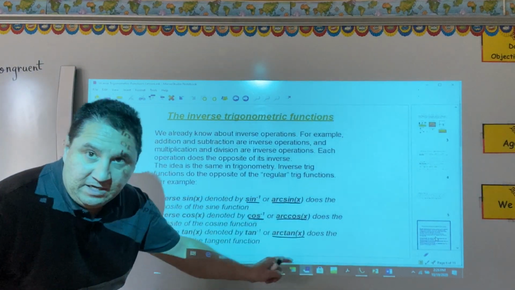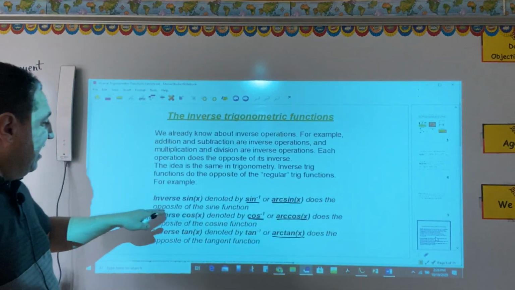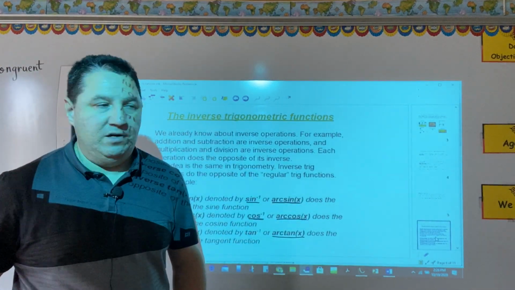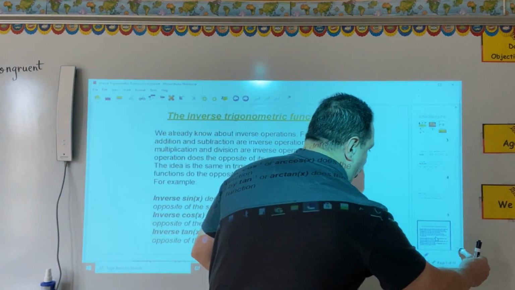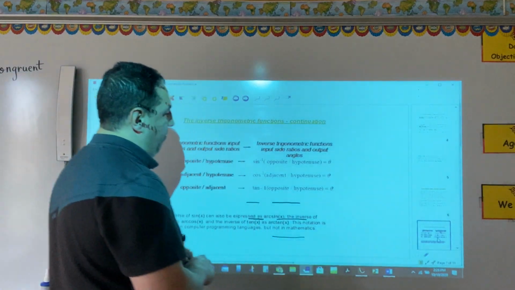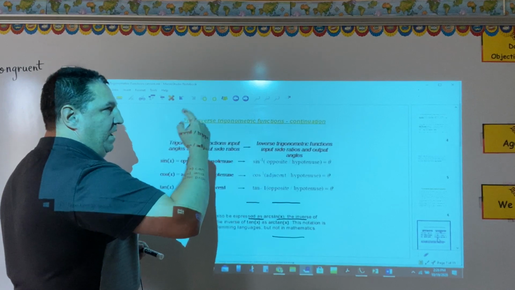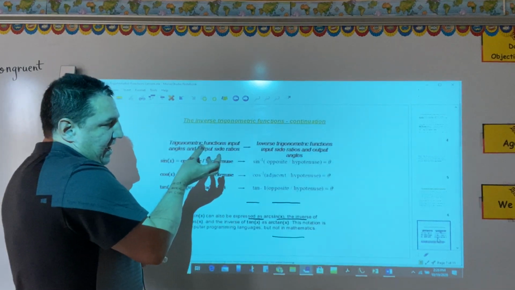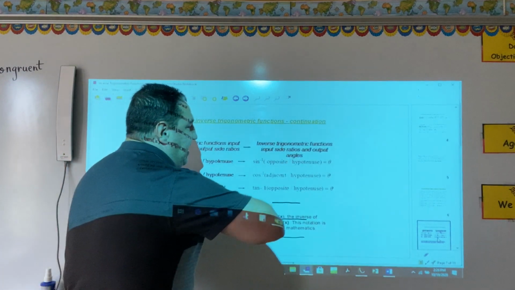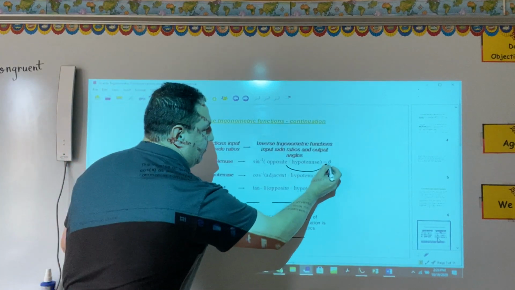Any of these inverse trigonometric ratios do the opposite of the original trigonometric ratios. An inverse of a trigonometric ratio takes the side ratio and gives you the angle.